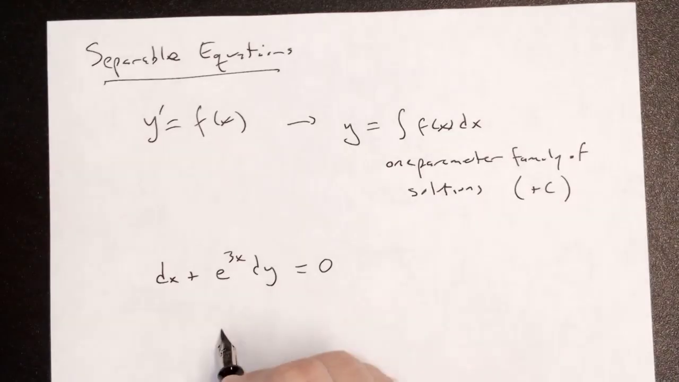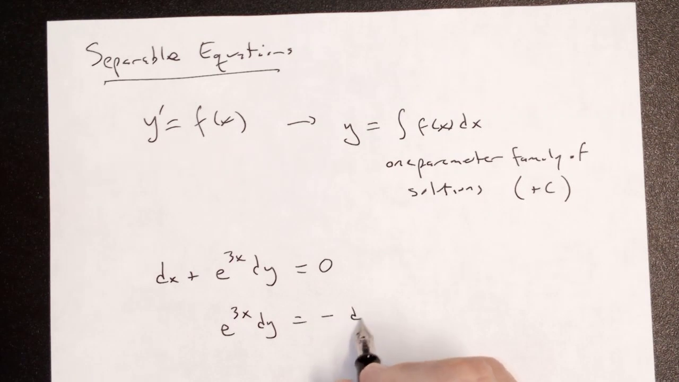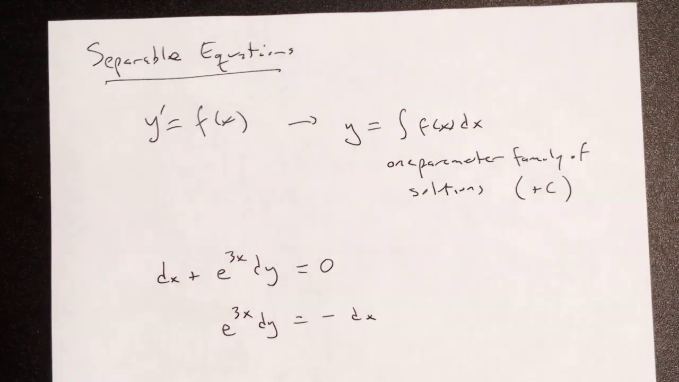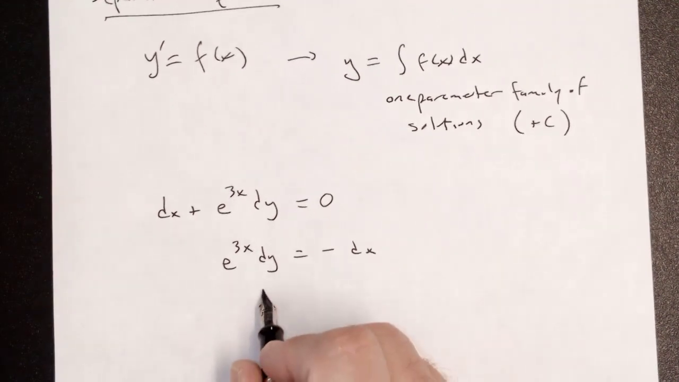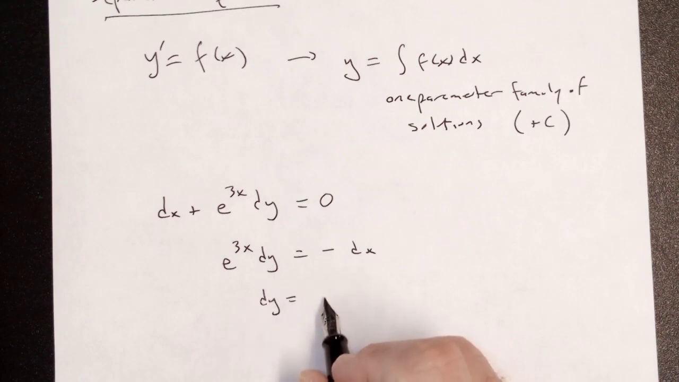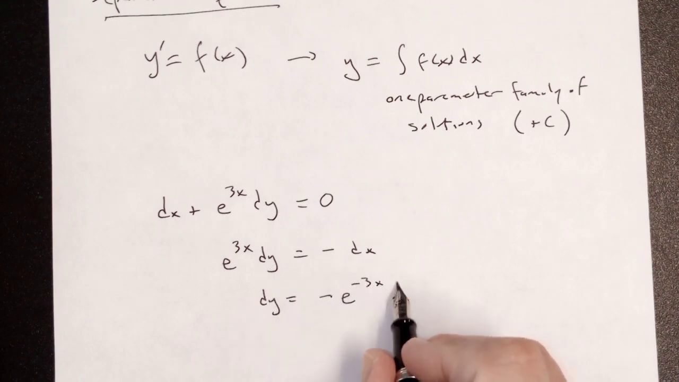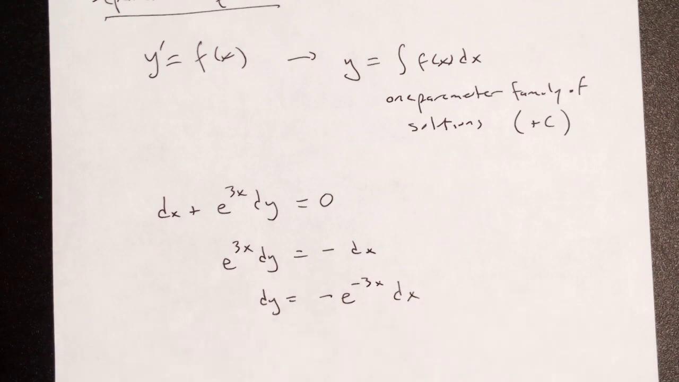We'll move the dx over. And then I'll divide by e to the 3x. Well, that's the same as multiplying by e to the negative 3x. I don't even have to write it y prime equals. Isn't that set up to integrate? The left side is a function of x times dx. The right side is a function of x times dx.